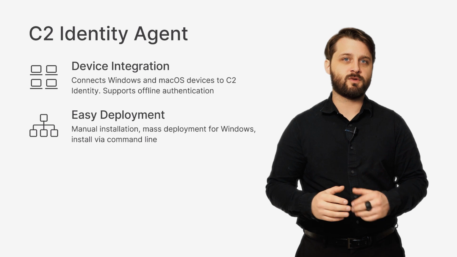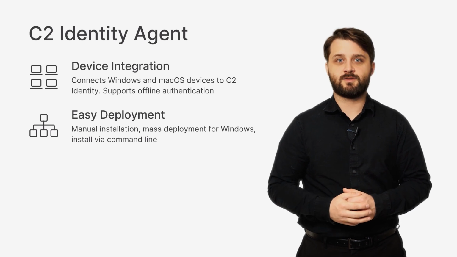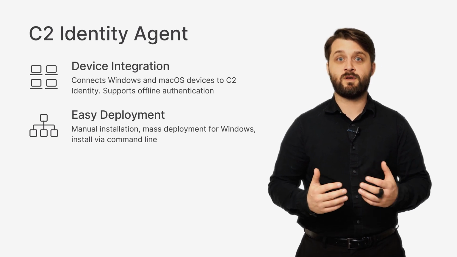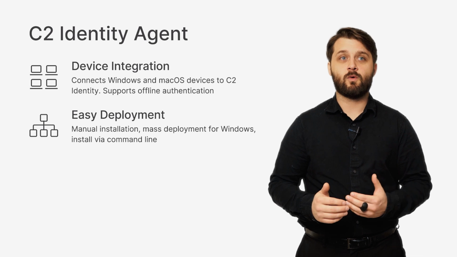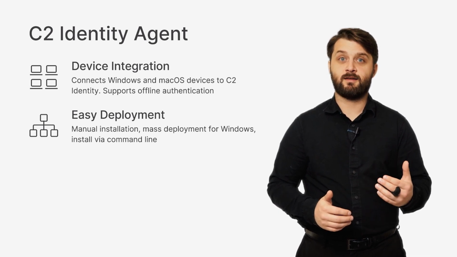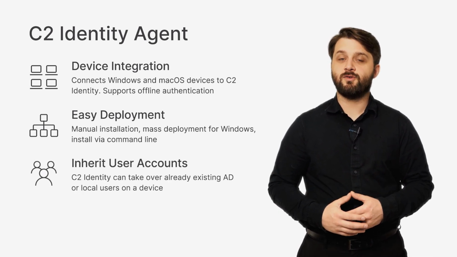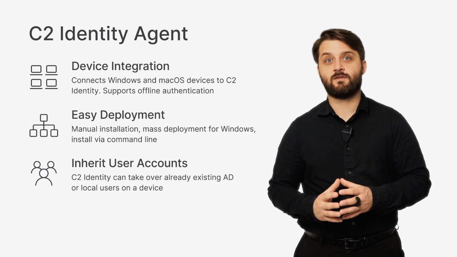Now, there's easy deployment with the C2 Identity Agent. You can install manually, you can do mass deployment for Windows using a group policy update, or you could install this via command line commands. You can also inherit user accounts on those physical devices for C2 Identity.